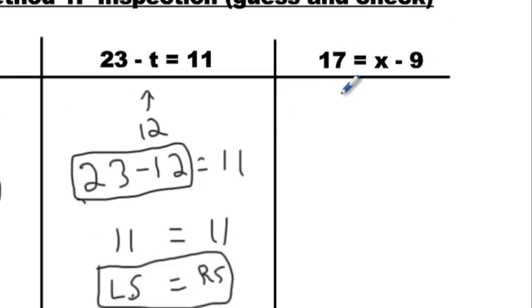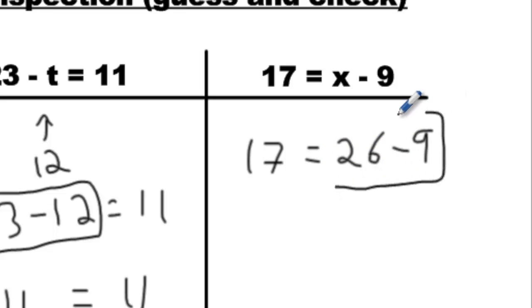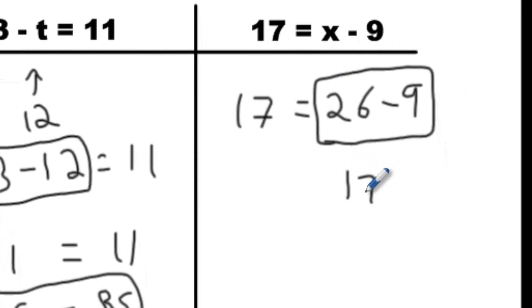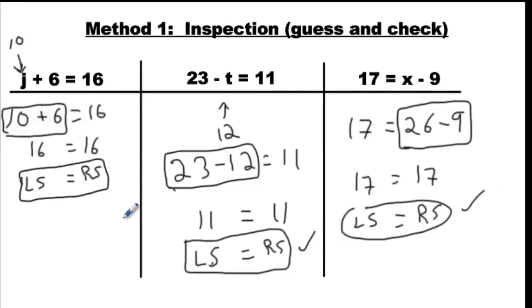Let's look at this one. 17 equals some mystery number minus 9. In other words, if you take a mystery number and you minus 9 from it, you get 17. What's that mystery number? Well, very quickly, you will realize that it's 26. Because if you take 26 and you minus 9, you will get exactly 17. And the other side is 17. Left side equals right side. And we have proved it. This is a check mark. This is a check mark. This is a check mark. This is just using some logic. That's what this method involves.